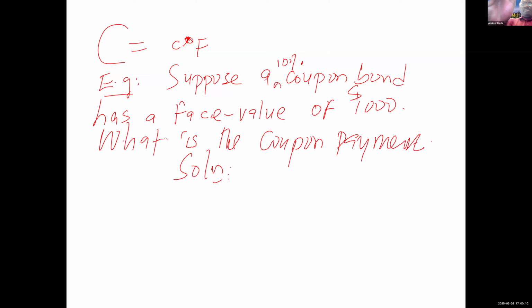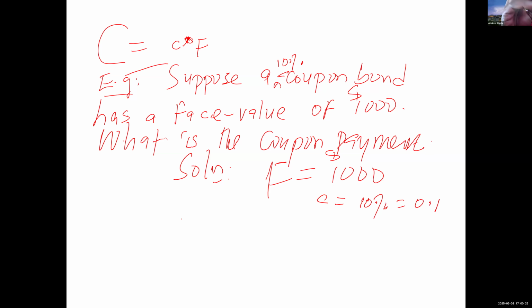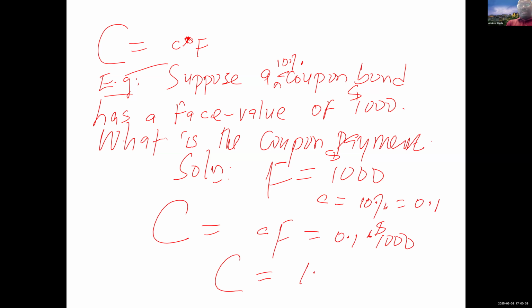Solution: face value F is $1,000. Little c, because it says 10% coupon bond, means the coupon rate is 10%. 10% in decimal is 0.1. Then just apply this formula. The coupon payment on this bond is little c times the face value, which is 0.1 times $1,000. That means every period, you're going to receive a fixed check equal to $100 until maturity.